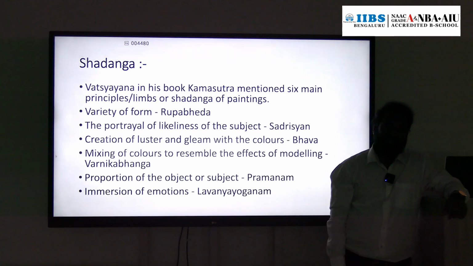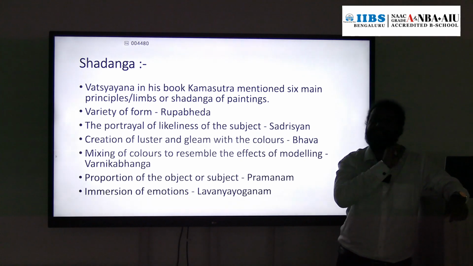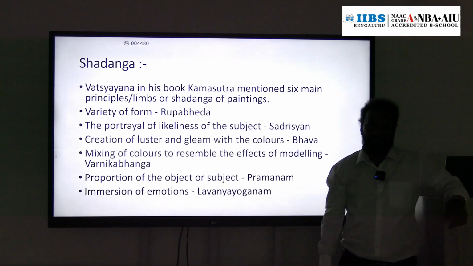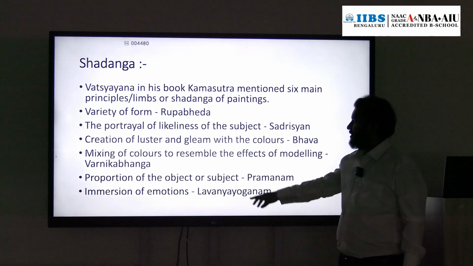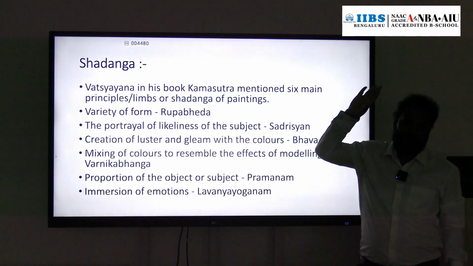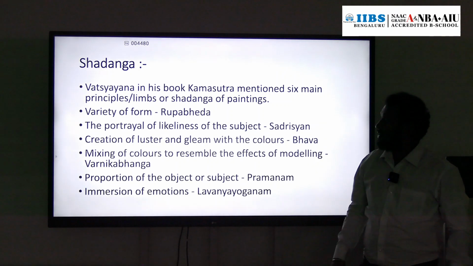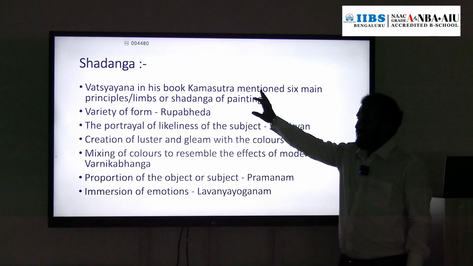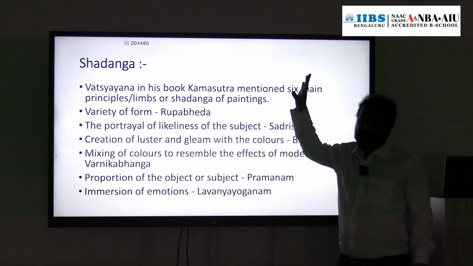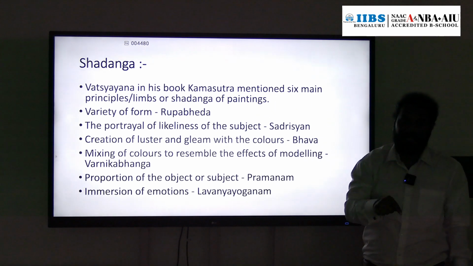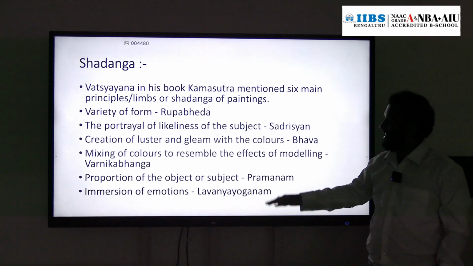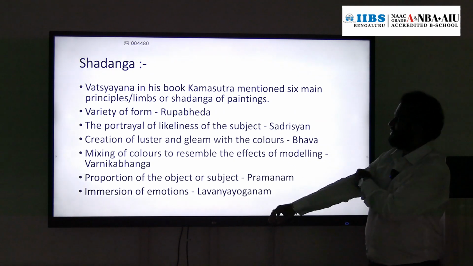In that book he mentioned the 6 techniques which have to be used for paintings. Those 6 techniques are called Shadanga. So Vatsayana in his book Kama Sutra mentioned the 6 techniques or principles of painting, which is known as Shadanga. Then what are those Shadanga?